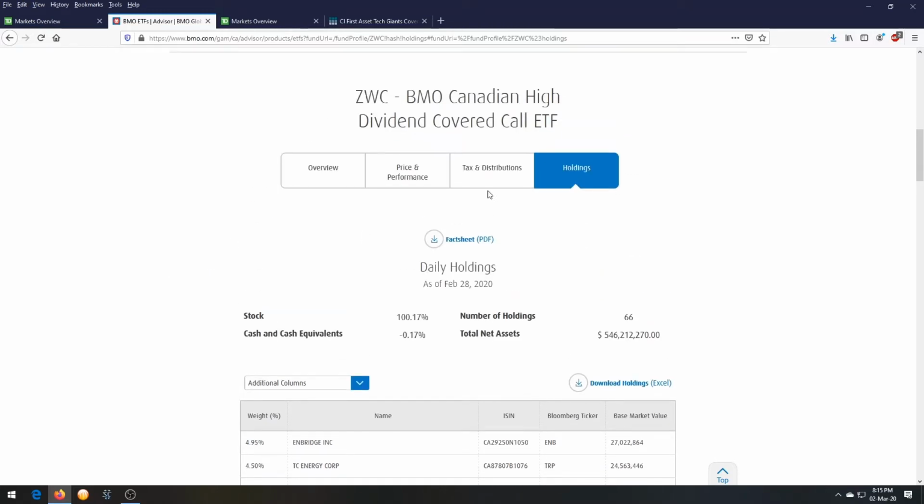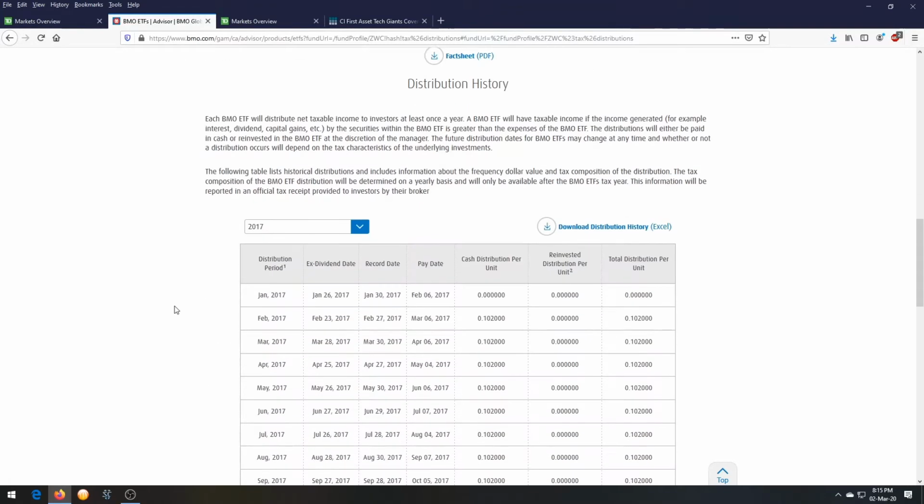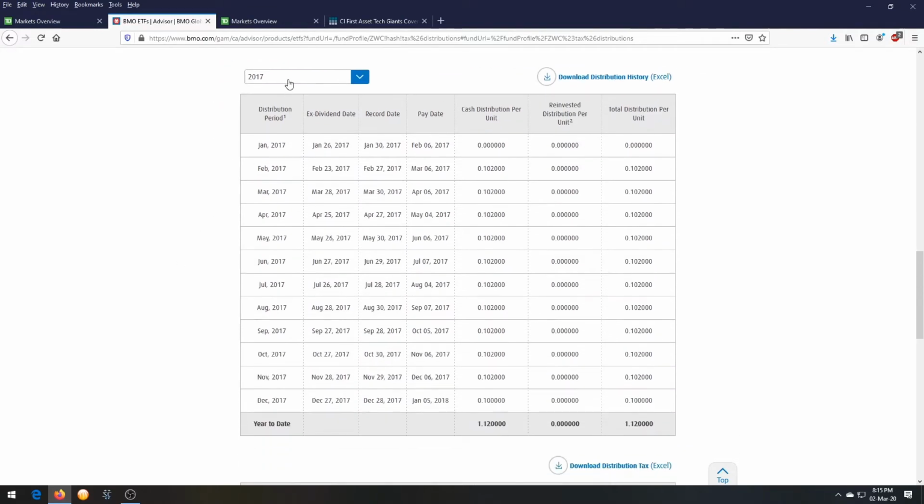Now let's check out the dividend history, which is very important. So we click on distributions and we find out what it is. This fund was created in 2017. That's why we can only go back as far as 2017. And as you can see from the 2017 payouts, there's 12 of them. That's because this ETF gives the dividends out monthly.